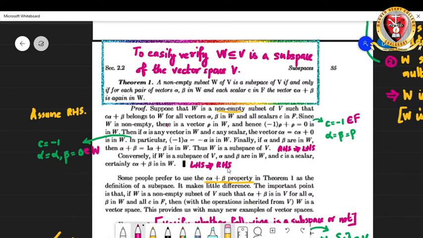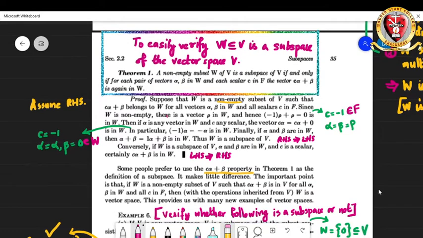So this is an important theorem where we check for a non-empty subset of a vector space whether it becomes a subspace of it or not. So let's call it the C alpha plus beta property of a subspace.